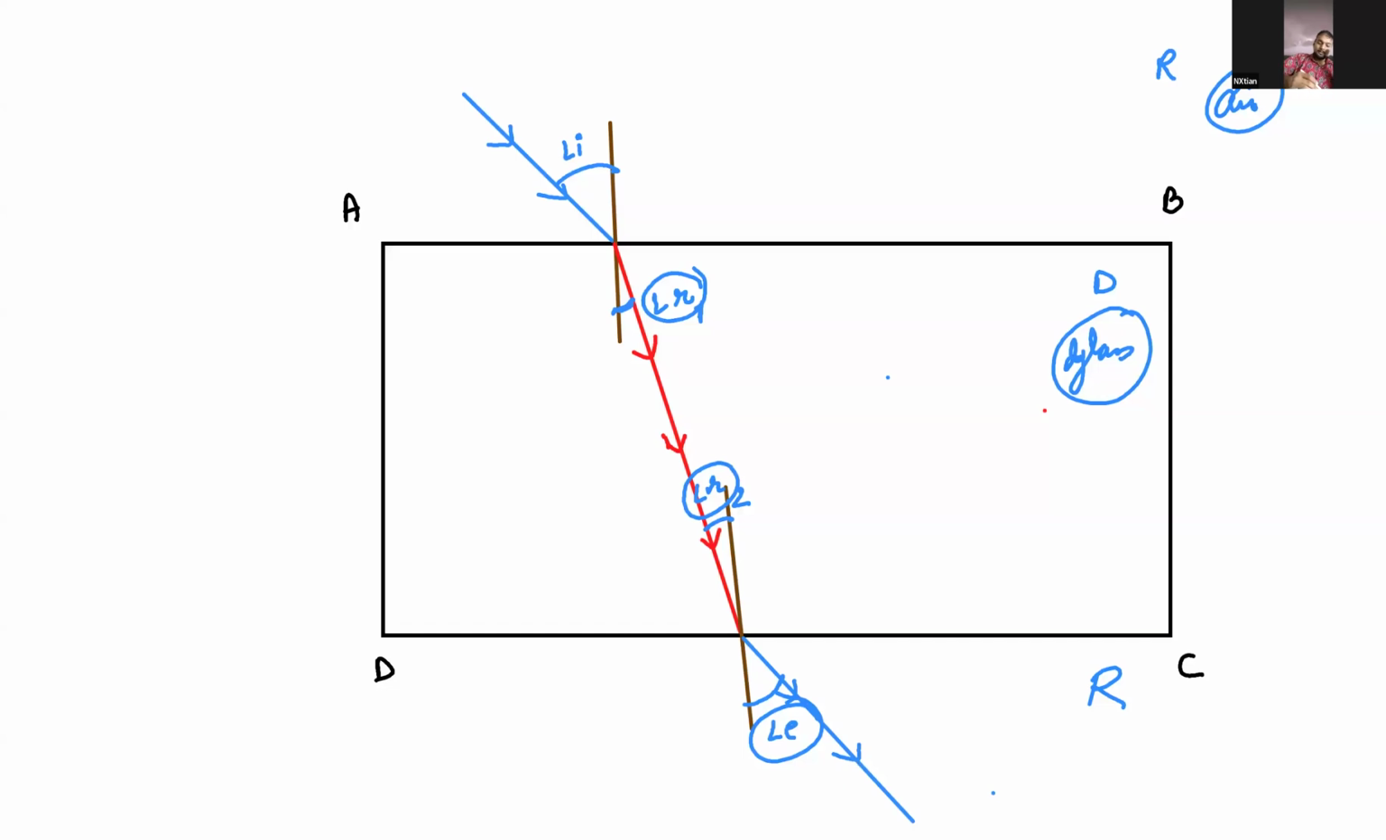Like if you will see, if glass is not there, then the light should travel in a straight line. If glass is not there, then light always travels in a straight line, na? But now because of the glass, there is a change in the direction of light. It's called refraction of light. Refraction means only the bending of light.